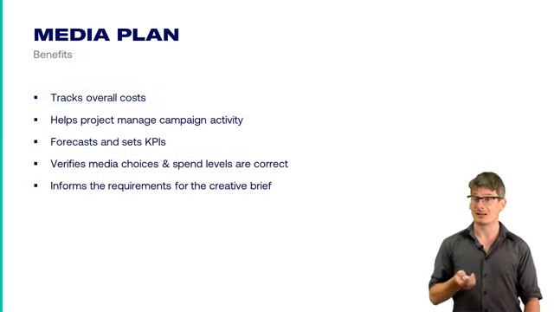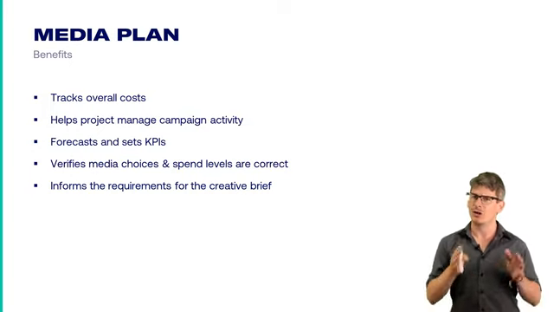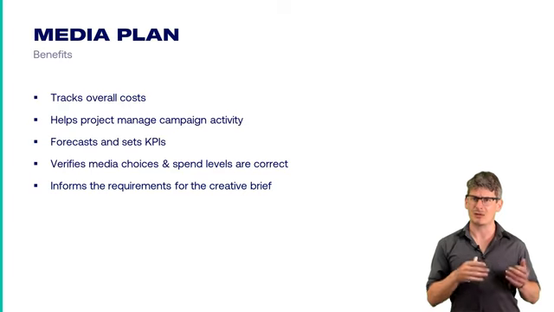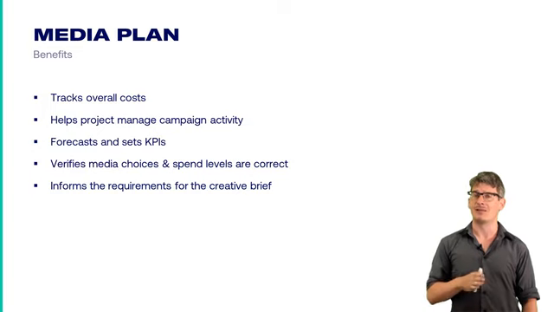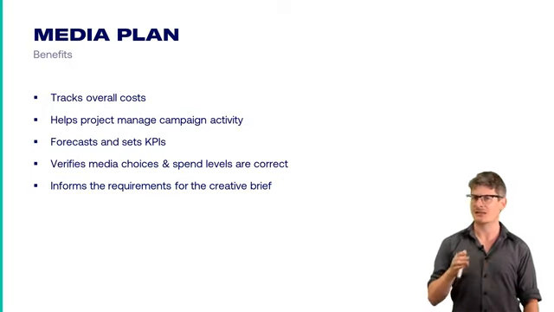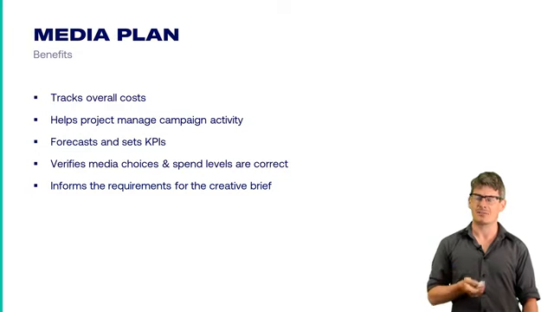The benefits of a media plan, as I mentioned, is you can track your overall costs, you can project manage your campaign, you can forecast results based on the number of impressions you get versus your KPIs. It verifies your media choices because you can go back to your media plan and see what worked and what didn't. And then that will inform how you're going to deliver your creative, because you might find that certain types of placements, social placements, for example, might have a more informal creative style versus traditional display placements. So it may inform how and what type of creative you do want to deliver for the different line items.